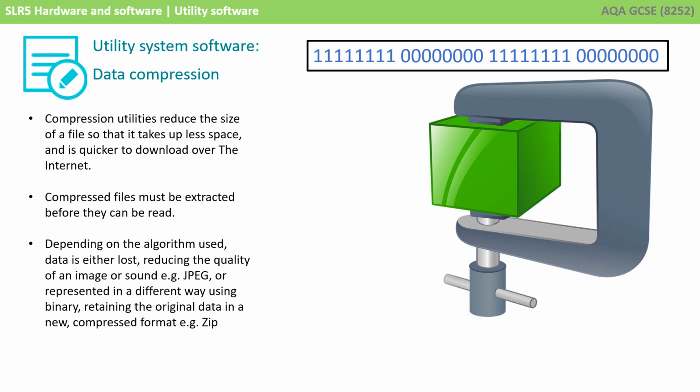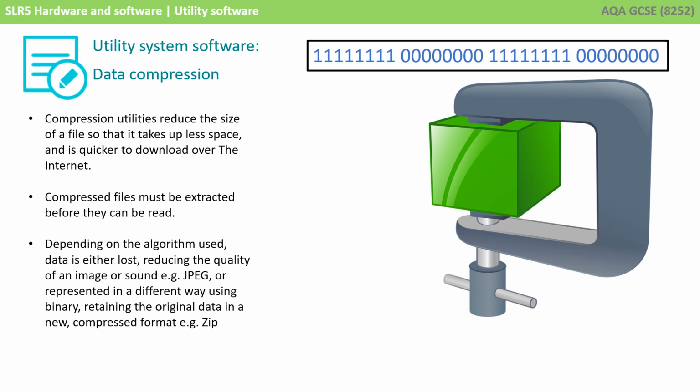Compression utilities reduce the size of a file so it takes up less disk space and is quicker to download over the internet. Compressed files must be extracted before they can be read. Typically we might consider a video on YouTube like the one you're watching now. It needs to be compressed because you want to watch that video in real time. You need it to be streamed and there would just be too much data, especially if the video was high quality.